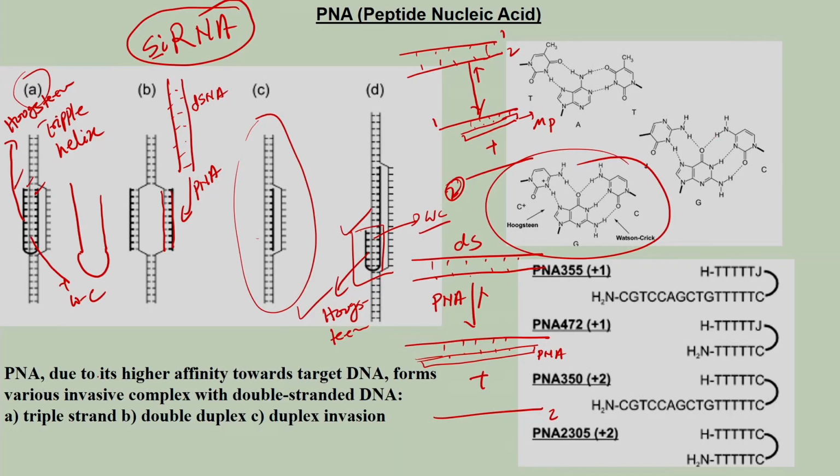PNA, due to its higher affinity towards target DNA, forms various invasive complexes with double stranded DNA. One is called the triple strand, that is this. This is called the double duplex. You have one duplex here, you have a second duplex here. So, this is called the double duplex, and C is the duplex invasion. So, it is an invasion into the single duplex, and this is of course the triple strand again. So, these are the ways that a PNA can be bound.